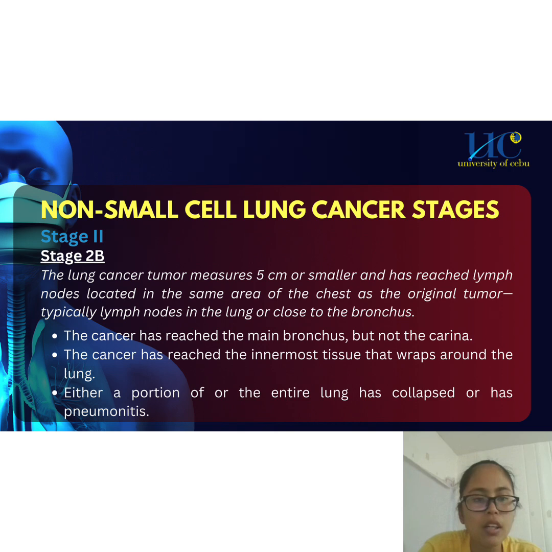Stage 2B. The lung cancer tumor measures 5 cm or smaller and has reached lymph nodes located in the same area of the chest as the original tumor, typically lymph nodes in the lung or close to the bronchus. We can say that the cancer has reached the main bronchus but not the carina. The cancer has reached the innermost tissue that wraps around the lung. Either a portion of or the entire lung has collapsed or has pneumonitis.